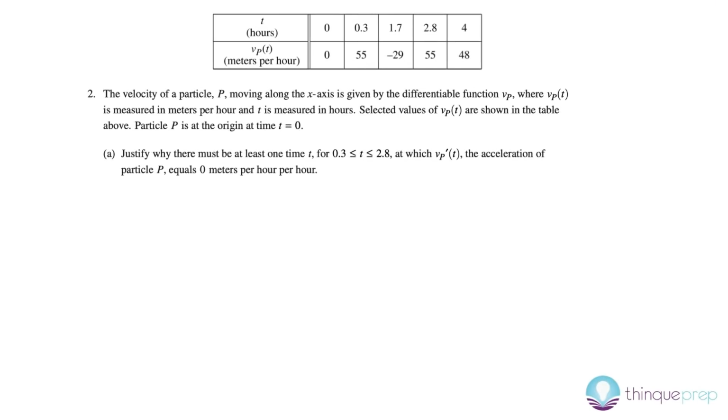So, here in question 2, we're asked to justify why there must be at least one time t in the interval 0.3 to 2.8 at which v prime of t, the acceleration of the particle, equals 0 meters per hour per hour. So whenever I'm asked to justify something, I think of one of three theorems that I can use on this test. We can use IVT, which is the intermediate value theorem. We can use MVT, which is the mean value theorem. Or we can use Rolle's theorem, which is actually just a more specific version of the mean value theorem when f of b minus f of a is equal to 0.